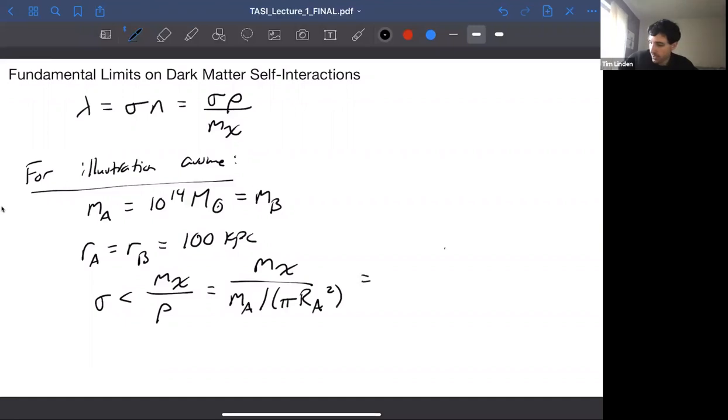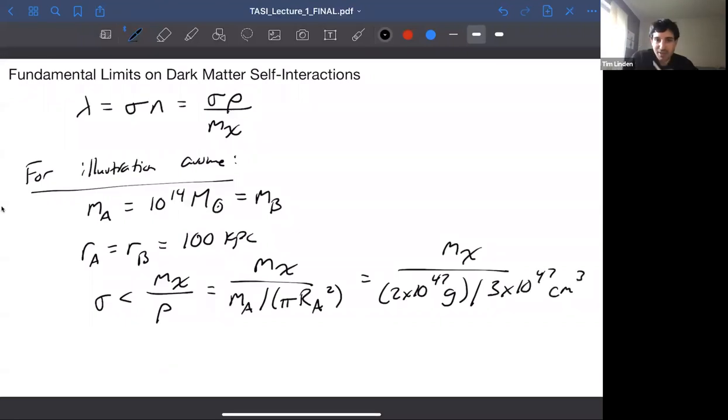And so that is m chi over 2 times 10 to the 47 grams, which is what 10 to the 14 solar masses is. Again, that is divided by 3 times 10 to the 47 centimeters squared, which is what 100 kiloparsecs is in size. Sorry, squared, not cubed.